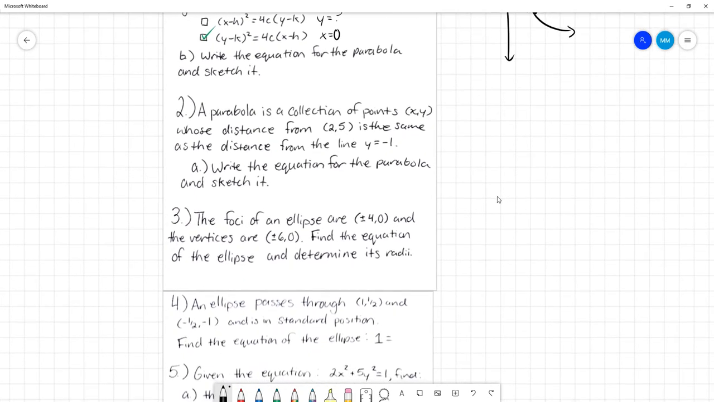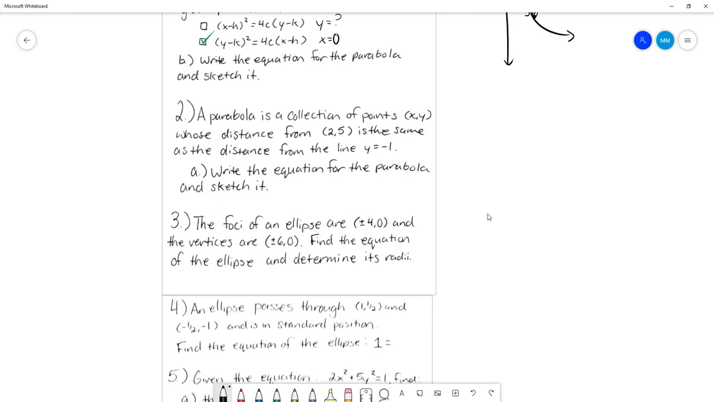On to number 2. It says a parabola is a collection of points whose distance from this point is the same as the distance from this line. And we want to figure out what the equation is and sketch it. So what this tells us, if they're the same distance from this point as they are from that line, that tells me that this is our focus and directrix. Because for the focus and the directrix, the points on a parabola are always going to be the same distance from the focus as from the directrix.